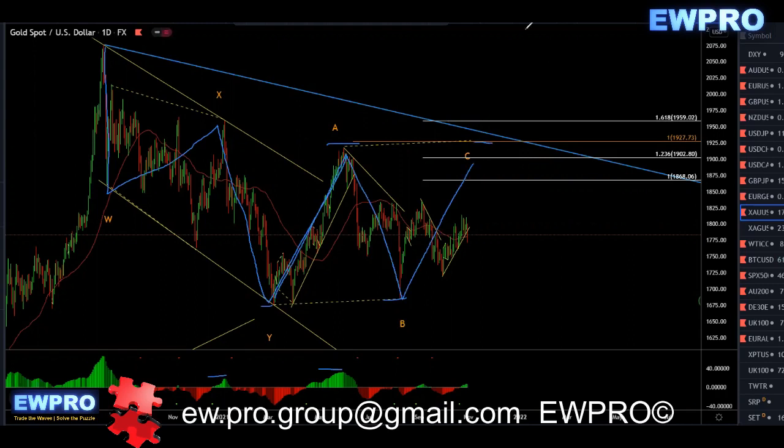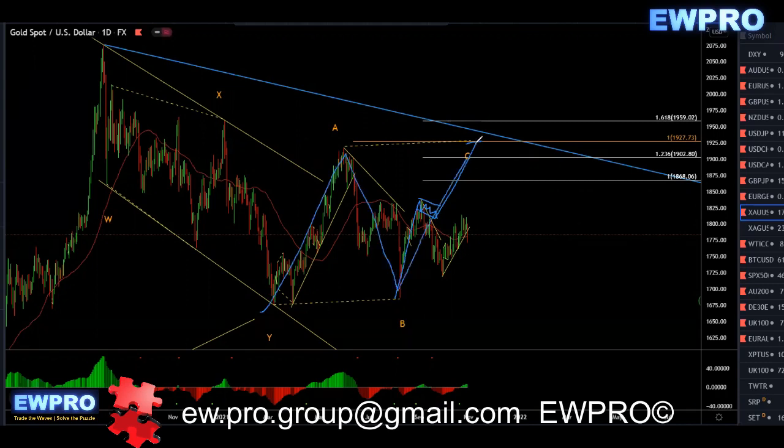Problem I see is this was looking really nice here. And if we just got a correction in here or a little flag to go up to there, it would have been nice for the A, B, C, and then you get that larger A, B, C. Unfortunately, we got all this. We got a deep correction in there, and this is definitely looking corrective, like I've been showing for the last few weeks.